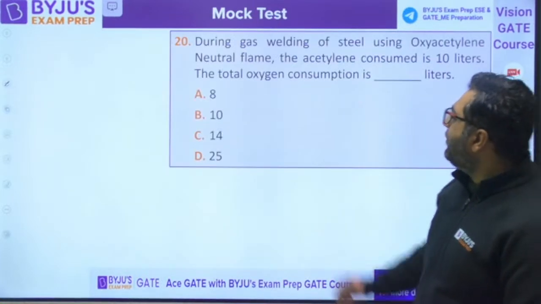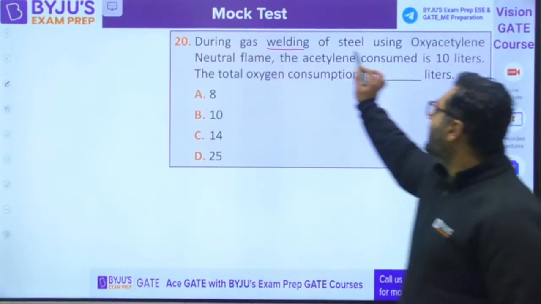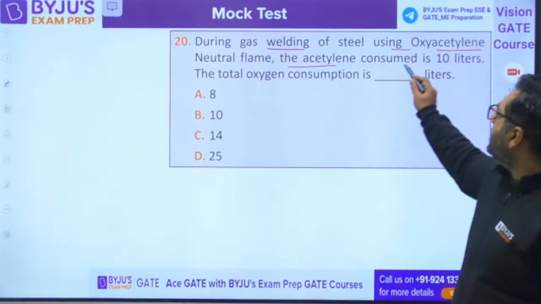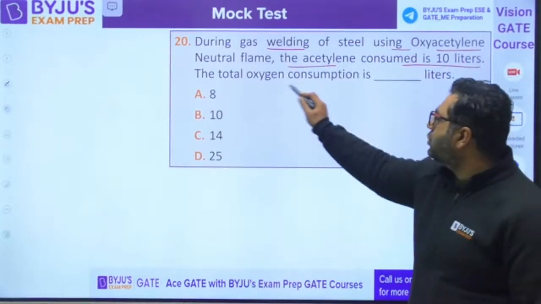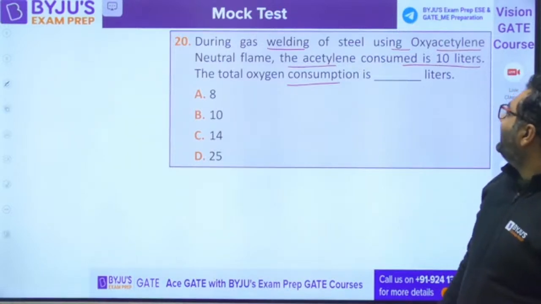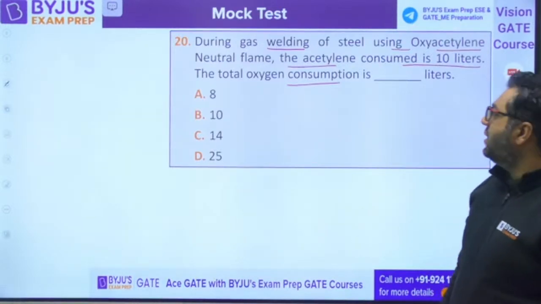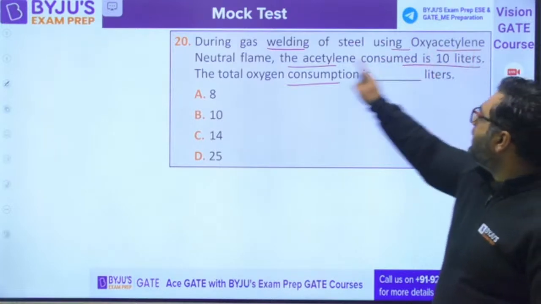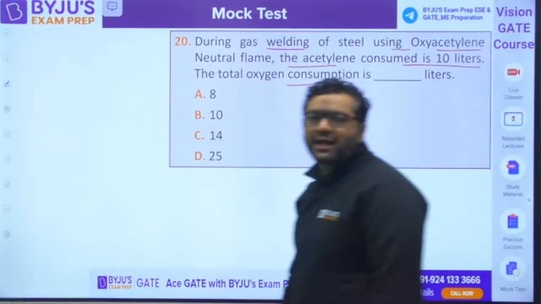Moving to question number 20, this is from welding. During gas welding of steel using oxyacetylene neutral flame, the acetylene consumed is 10 liters, then the total oxygen consumption from the cylinder is. Yes, what would be the answer?